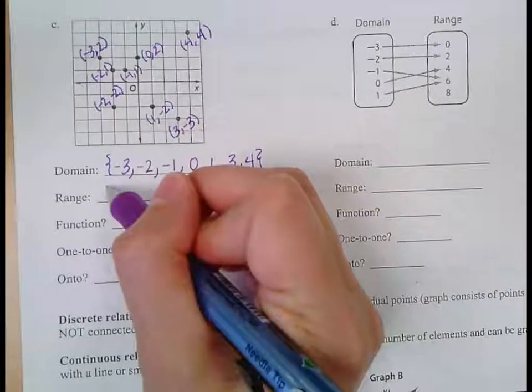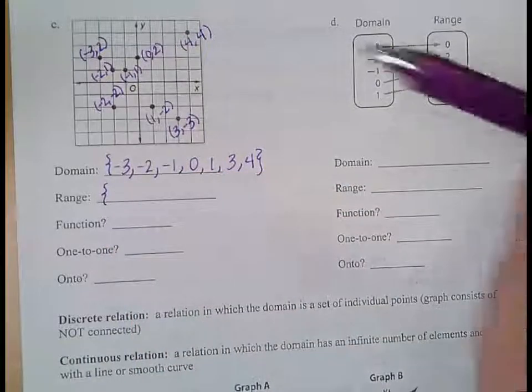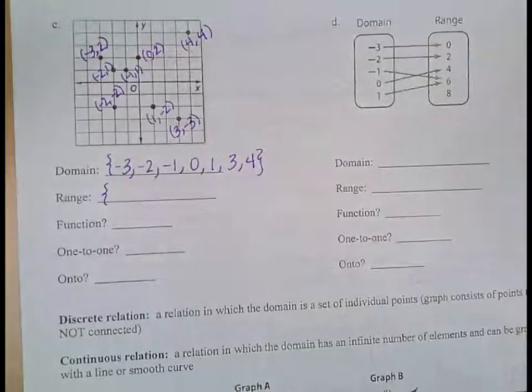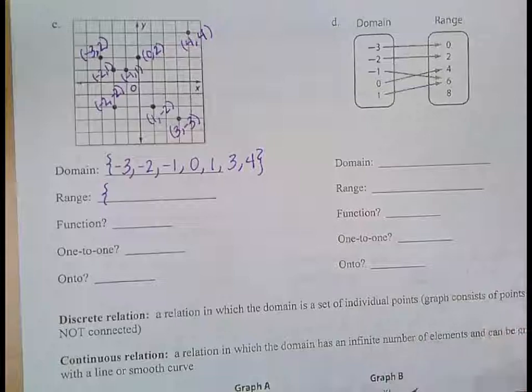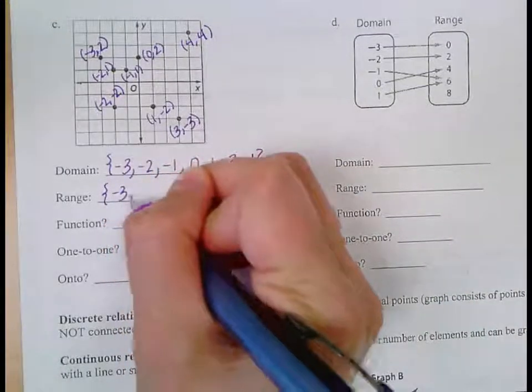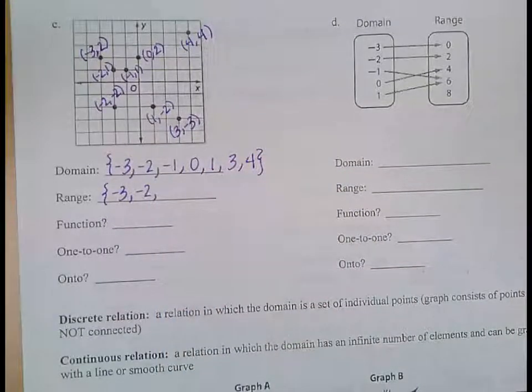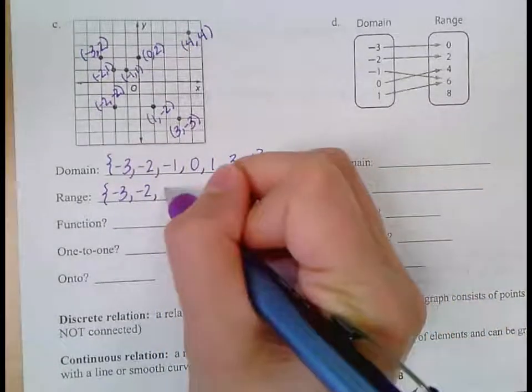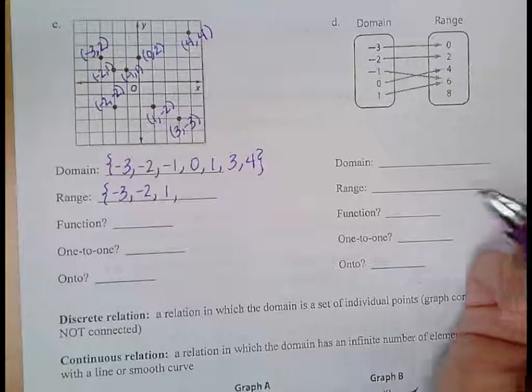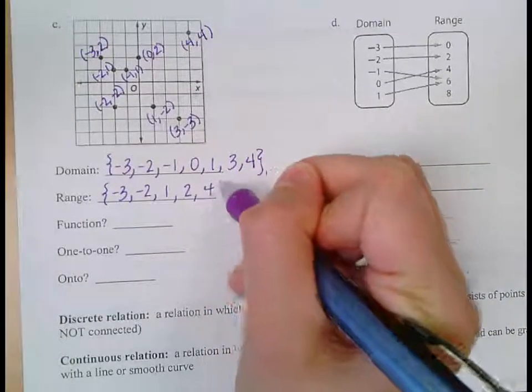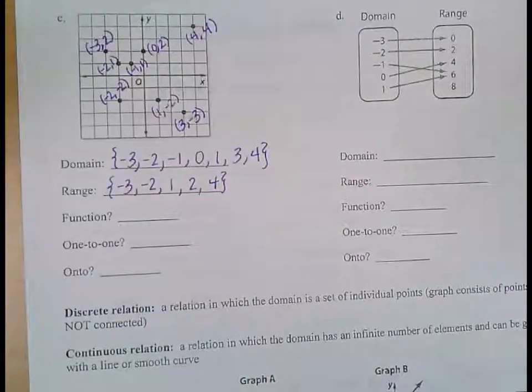And then for the y values, for the range, now I can look bottom to top if I want them in order. So my lowest y value is negative 3, and then I have a y value of negative 2. I only need to write it once. A y value of 1, 2, and 4. Again, if they're repeated, you don't need to write them more than one time.